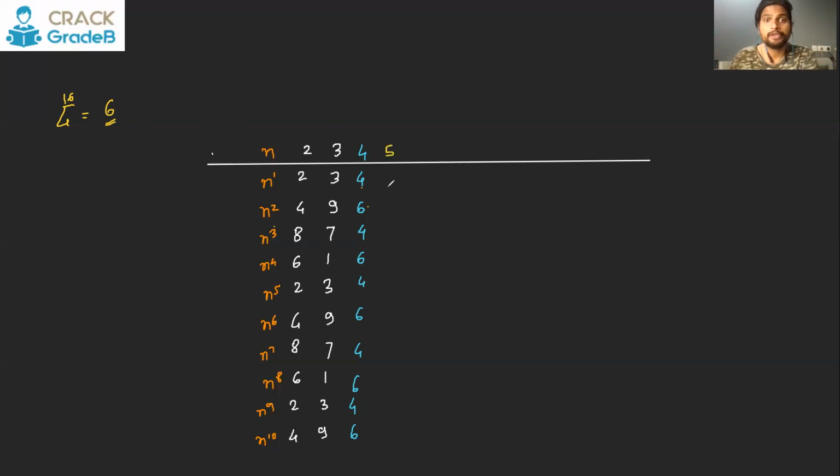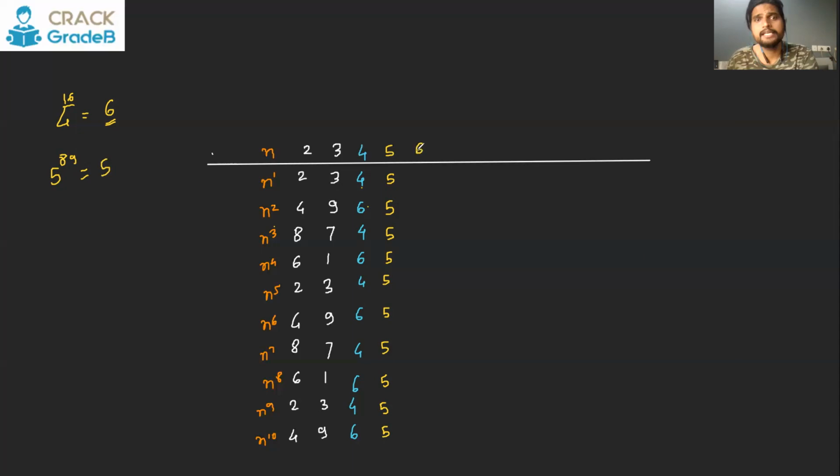Then comes the 5. 5 raised to power 1 is 5. 5 into 5 is 25, so 5. So everywhere it is going to stay 5. So 5 is even simpler than 4, because whatever power will always give only 5. 5 raised to power 89, if I ask you what is the last digit, it is going to be 5.